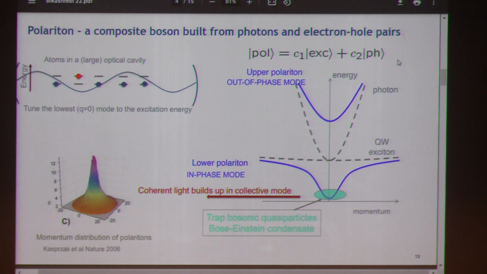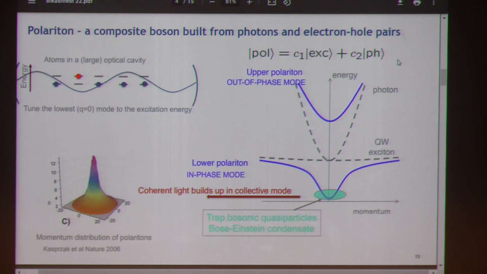And as you couple, of course, they hybridize, and that forms two modes. The dispersion we've shown of those in the blue curves, and these are just, of course, an avoided crossing. There's a lower polariton and an upper polariton, representing essentially the in-phase and out-of-phase combinations of these two strongly bound particles.